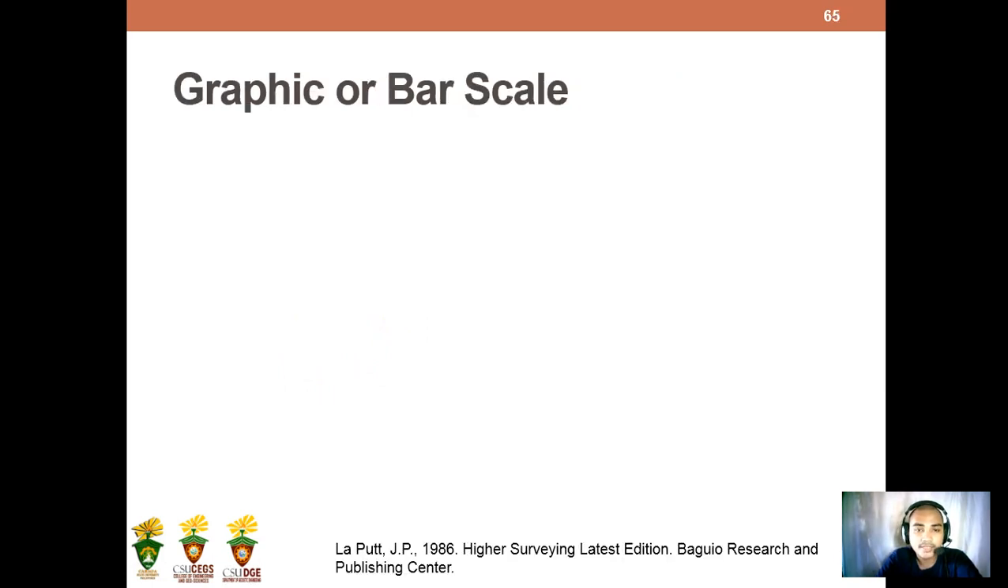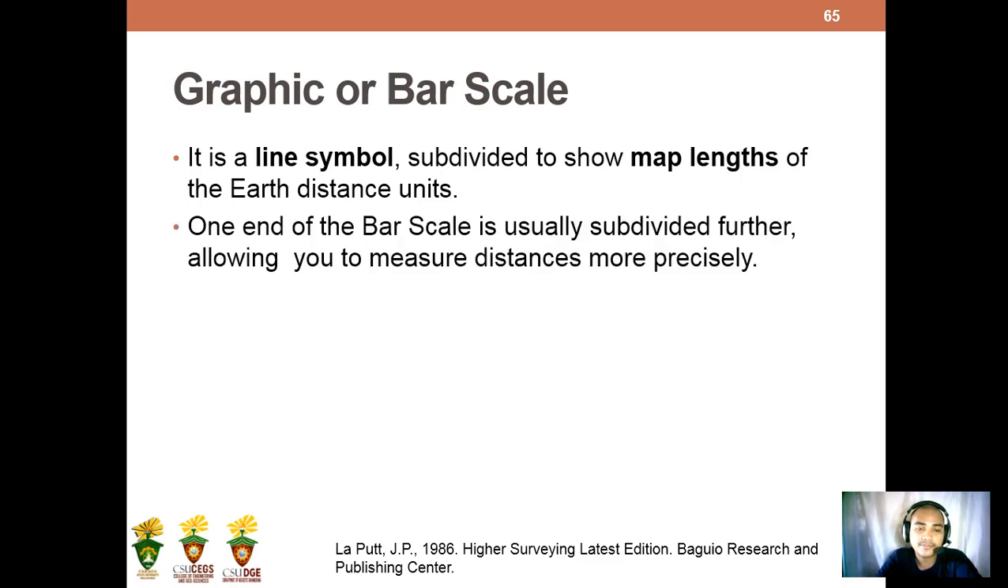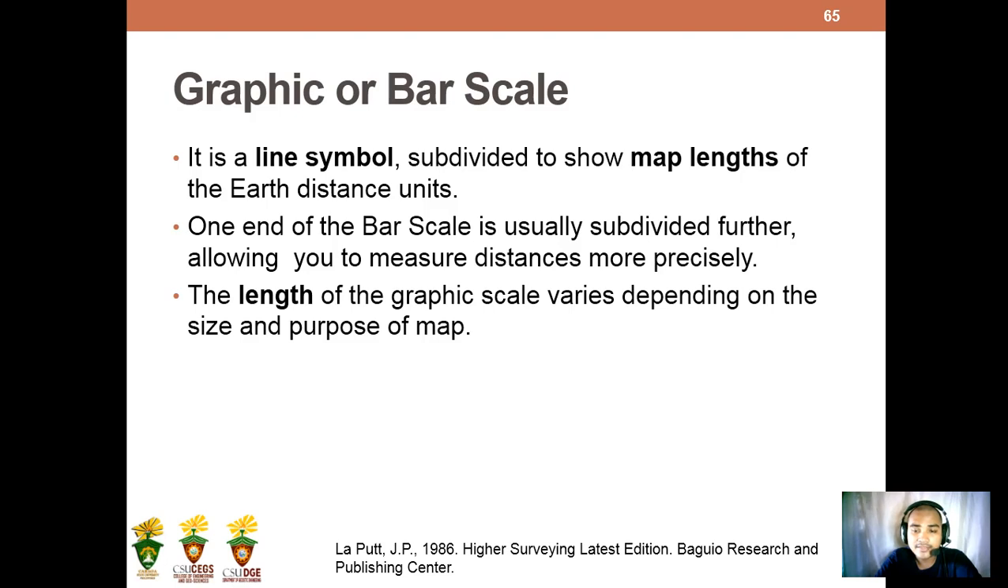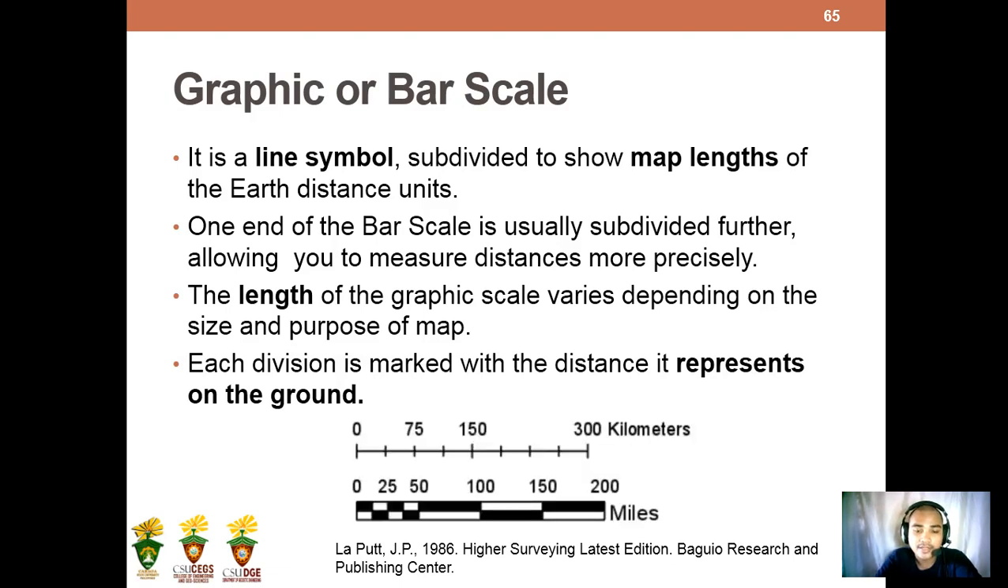Next, types of scale is a graphic or bar scale. It is a line symbol subdivided to show map lengths of the earth distance units. One end of a bar scale is usually subdivided further, allowing you to measure distances more precisely. The length of a graphic scale varies depending on the size and the purpose of the map. So masabtan naman siya, no? And each division is marked with the distance it represents on the ground. Example, this one. Naa siya'y different subdivisions. Sa imong line is subdivide siya, then naa siya naka-indicate kung pila ka kilometers, pila ka meters, miles, and etc.